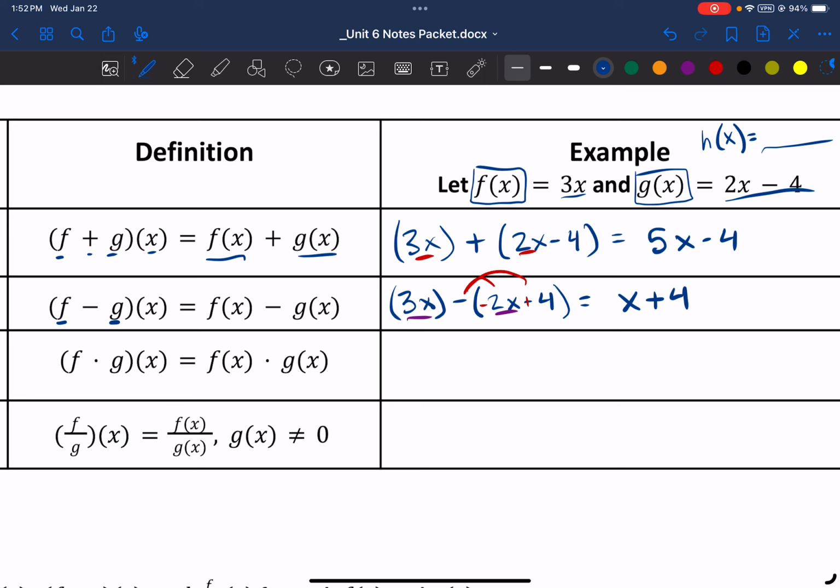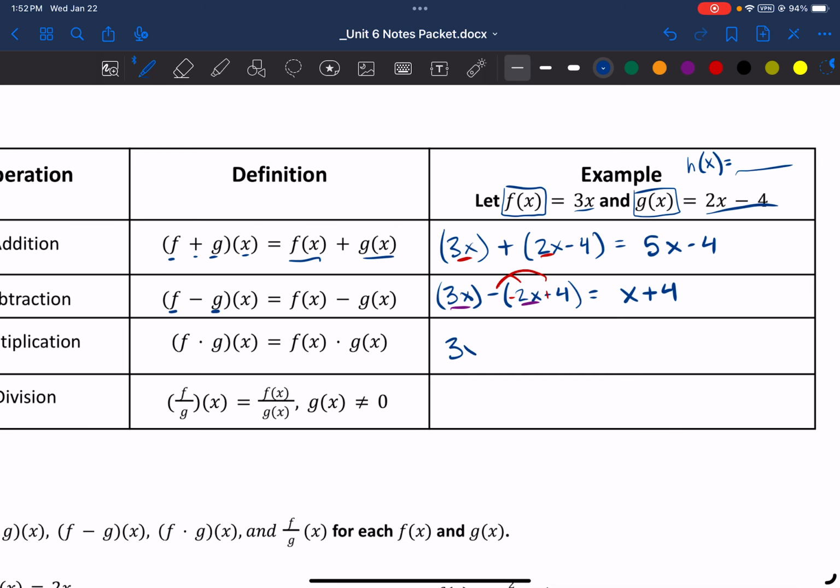Whole new equation. Okay, let's multiply 3x multiplied by the g of x function. And this is just multiplication. We'll distribute the 3x and we'll get 6x squared minus 12x. And lastly, we'll divide. We'll put our 3x, our f of x function, over the g of x, like this. 2x minus 4.